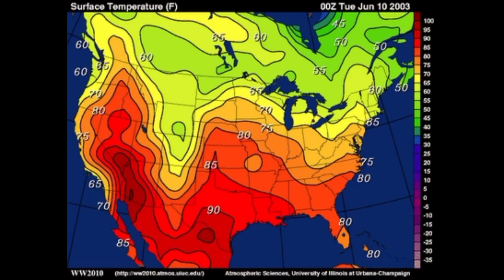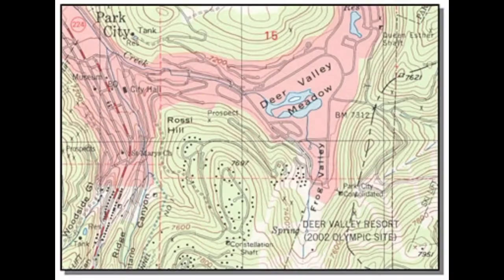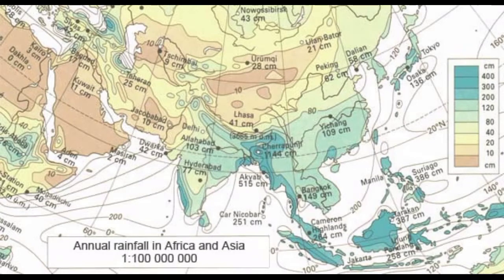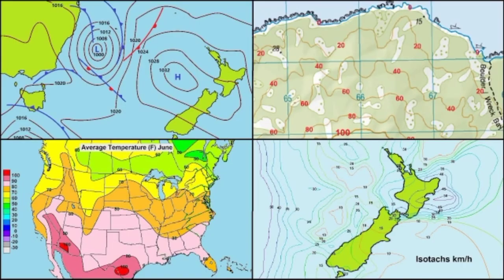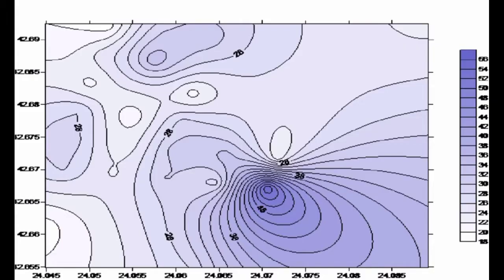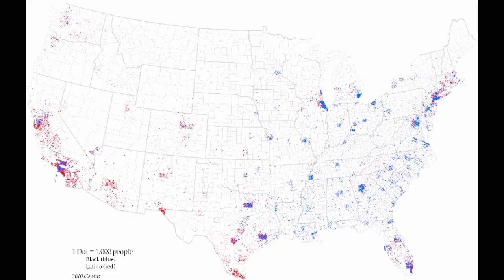Next one, isoline maps. Isolines are lines drawn to link different places that share a common value. An isoline is a line joining equal points. Isobars showing the distribution of atmospheric pressure and isotherms showing the distribution of temperature are examples of isoline maps.